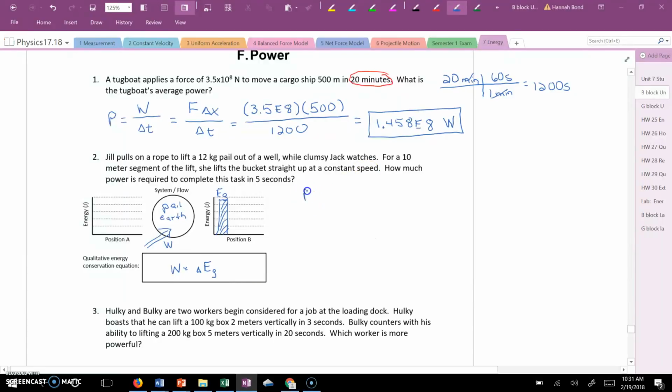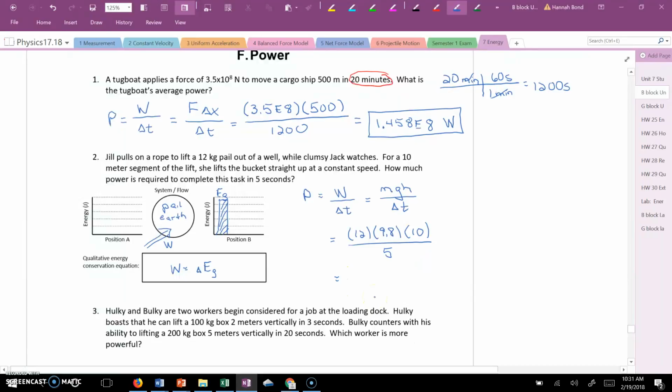So the power is going to be the amount of work that she's doing divided by time. Now, they didn't give me a force and a displacement, but I can tell the power because the work that she's doing is changing the gravitational potential energy, so I can calculate that power as the mgh of that bucket. And it's a 12 kilogram bucket that's being lifted 10 meters, and it's being done in 5 seconds.